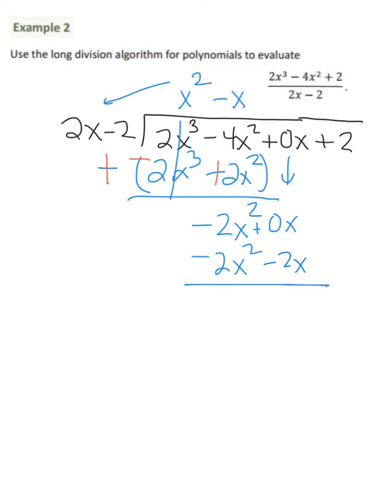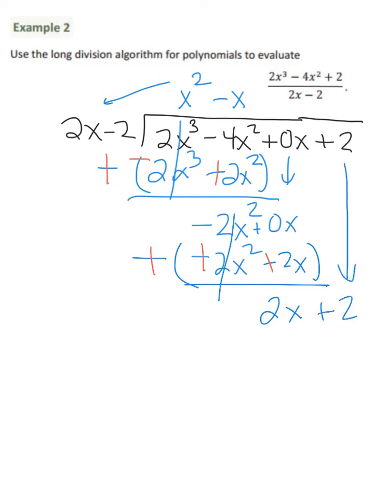Put my line down. Parentheses. We're going to subtract it. We're going to do keep, change, change. So this time both minus become both plus. When I add them, these two cancel. What happens here? 0x plus 2x is 2x, right? And then I'm going to bring down the last piece, the plus 2. Okay? One more time in the step.